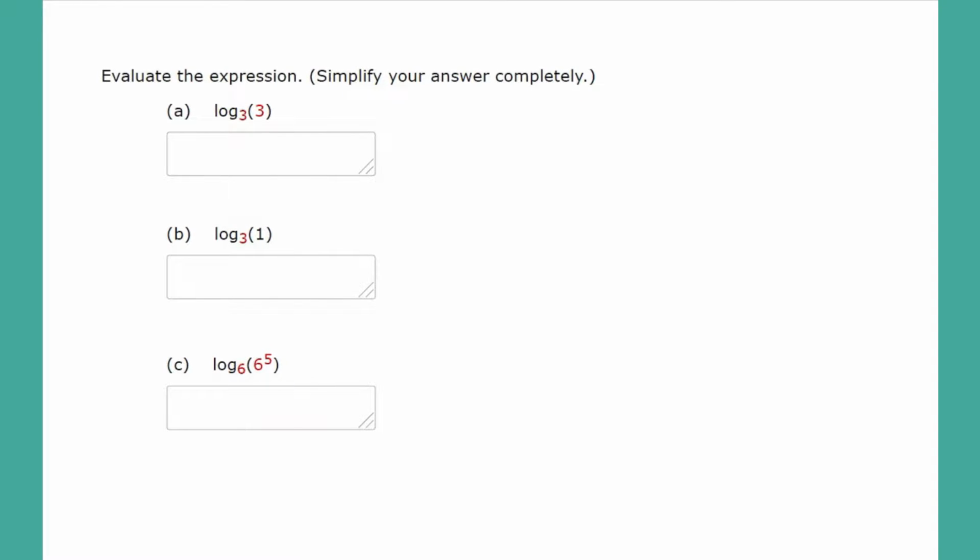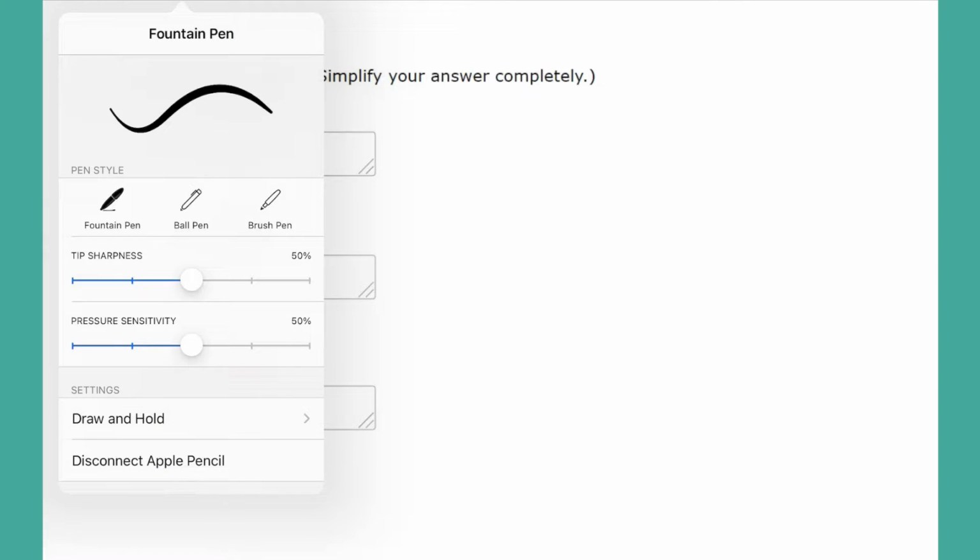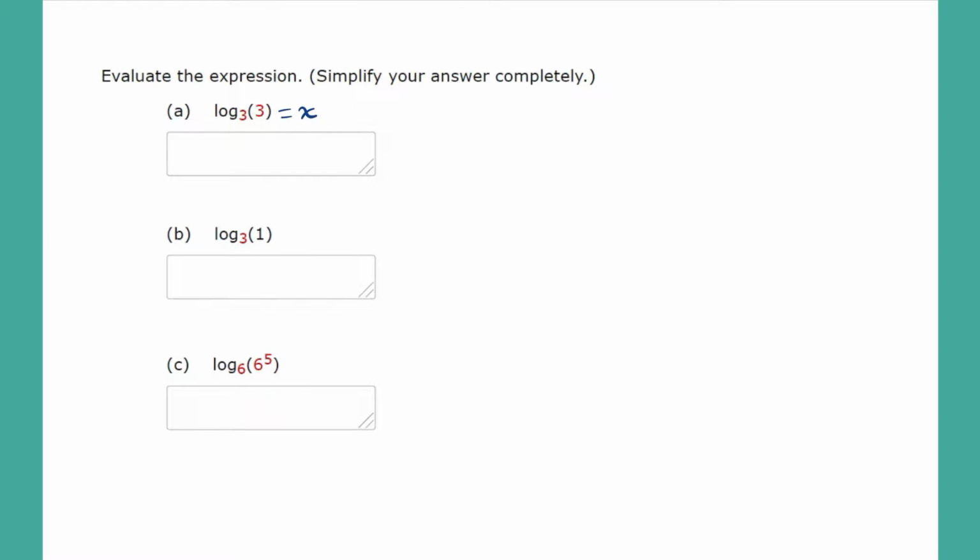When it comes to evaluating, I always like to write equal to x, but that's just an optional thing. And then we do what we did before, which is convert this to exponential form, which means cross out the word log, swap these two numbers. So the base is 3, the exponent is now x, and that is equal to 3. And this one, you can pretty much solve this in your head. 3 to the what power gives you 3? Well, it has to be 1, because 3 to the 1 is 3.